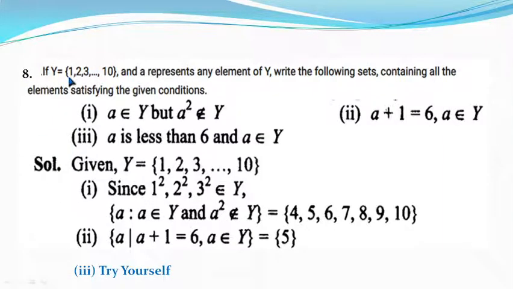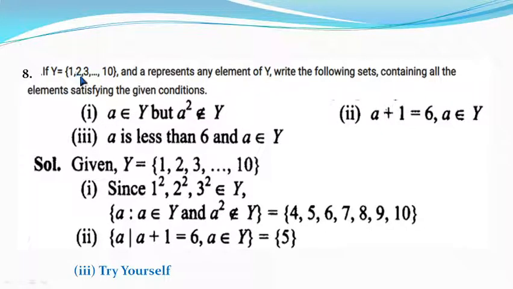Eighth question: if Y is equal to 1 to 10 and a represents any element of Y, write the following sets containing all the elements satisfying the given conditions. First part says a belongs to Y, but a square does not belong to Y. It means if the element is in this set, its square should not be in this set. So let's start with element 1. 1 is there and 1 square is 1 only, that is also there. So 1 is not allowed.